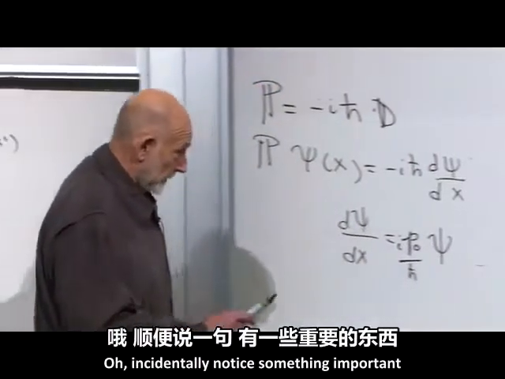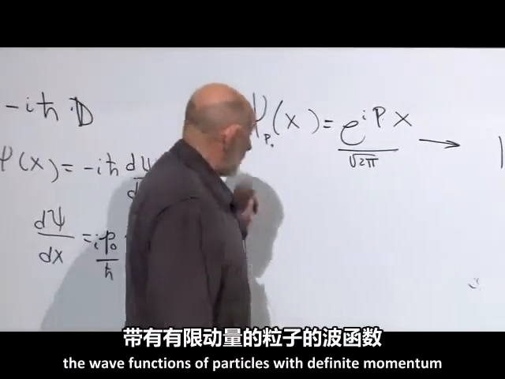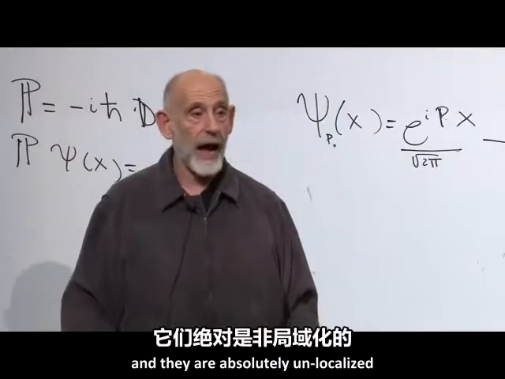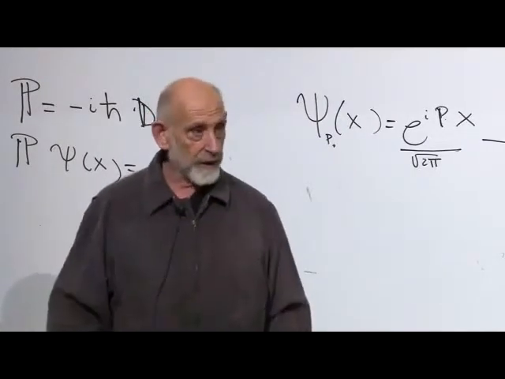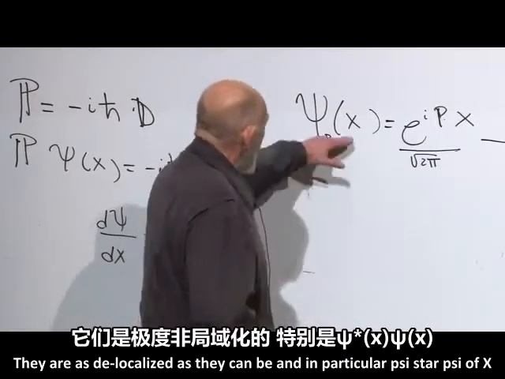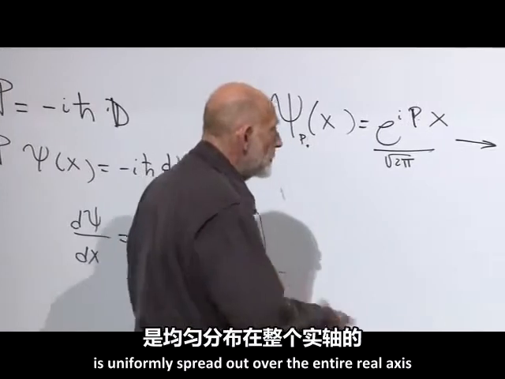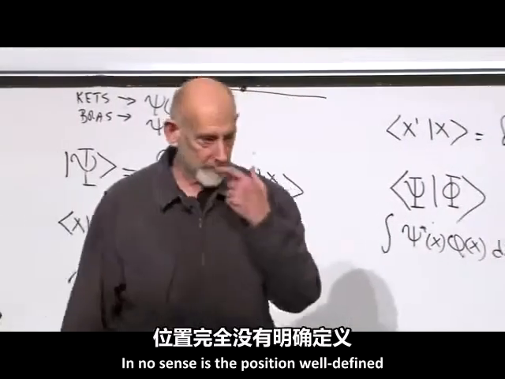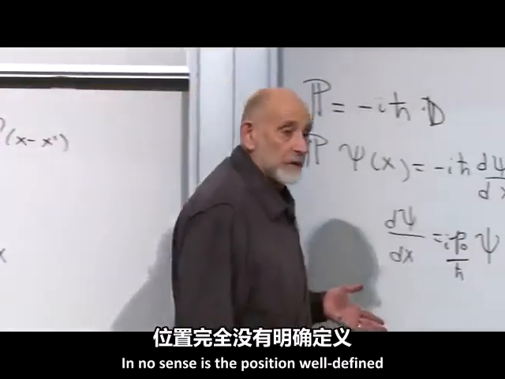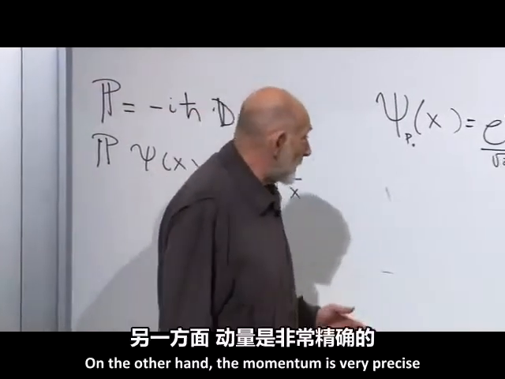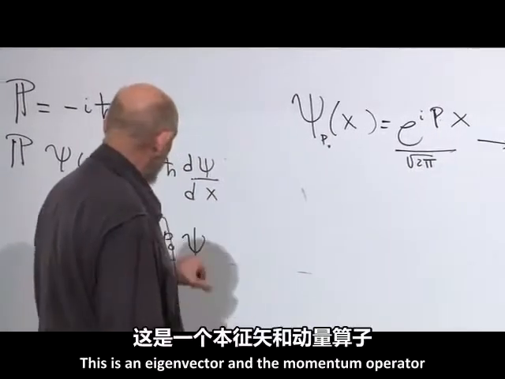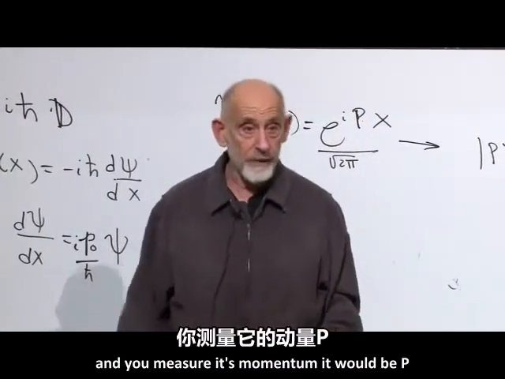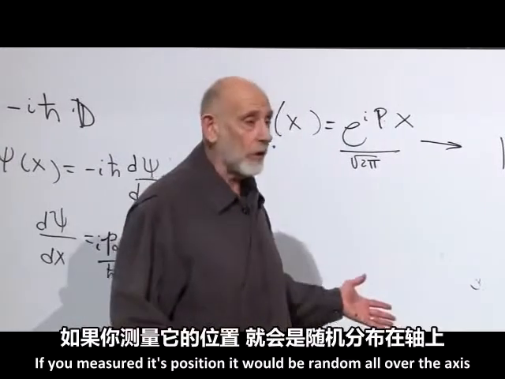Oh, incidentally, notice something important. The wave functions of particles with definite momentum oscillate endlessly forever and ever, and they're absolutely unlocalized. They're as delocalized as they can be. In particular, psi star psi of x is uniformly spread out over the entire real axis. In no sense is the position well defined. It's as uncertain as it could be. On the other hand, the momentum is very precise. This is an eigenvector of the momentum operator. If this were the wave function of a particle and you measured its momentum, it would be p. If you measured its position, it would be random all over the axis.